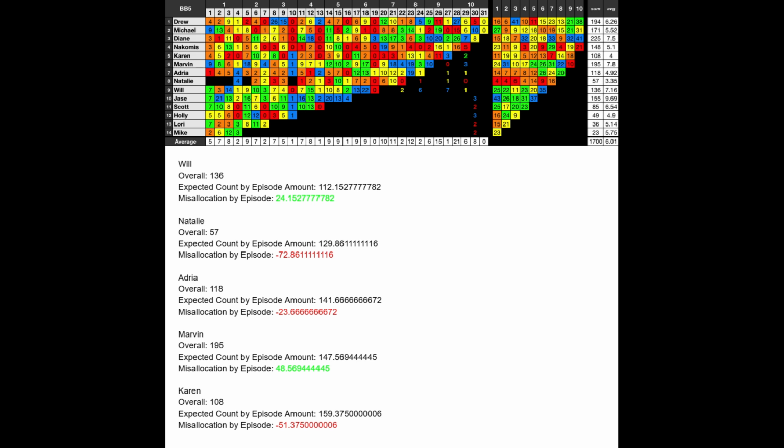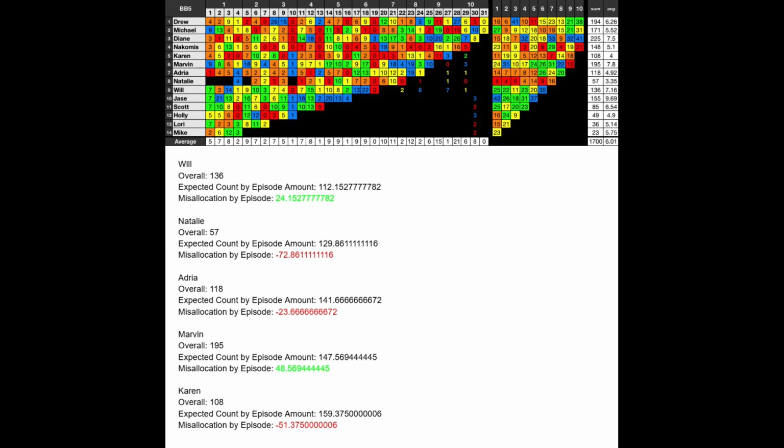Adria has an overall diary room count of 118, and her expected count by episode amount is 141, causing her misallocation by episode to be negative 23. So I do think she also suffered from the twin twist when it came to the distribution of confessionals and airtime, but she wasn't nearly as affected as her sister was.